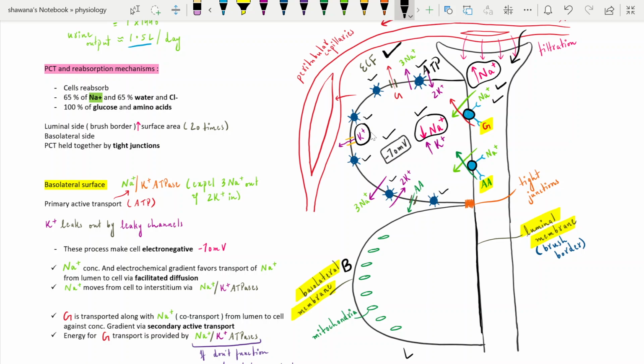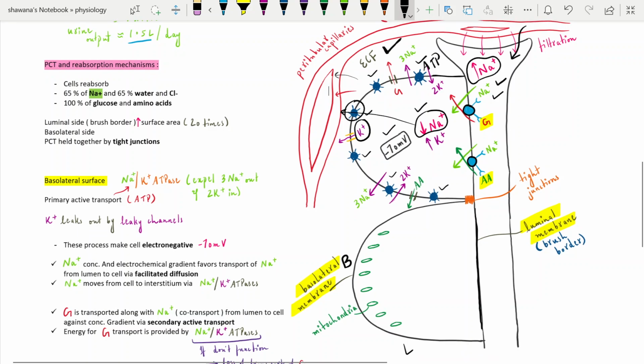And the sodium has come here. How does this sodium move from the cell into the interstitium? Of course, by the sodium potassium ATPases. We have discussed that, okay? By the sodium potassium ATPases, the sodium will move out into the interstitium, and from the interstitium, it will move into the blood. The next thing I want you to know is that the sodium can carry other things along with it.